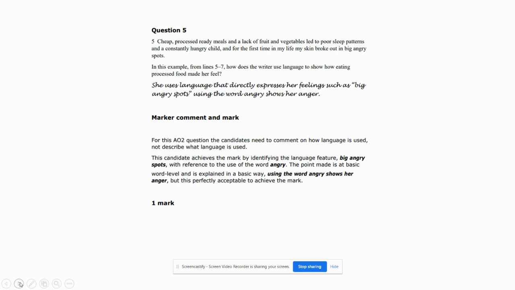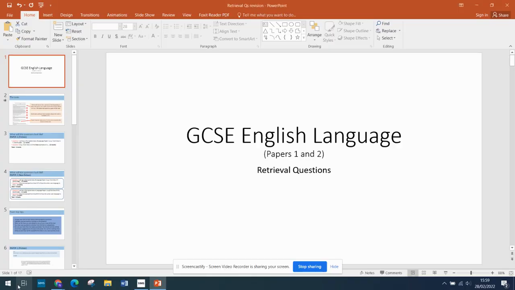And here's a response. So she uses language that directly expresses her feelings, such as big angry spots. Using the word angry shows her anger. So the candidate achieves the mark there by saying big angry spots and particularly references the use of the word angry, basic word level, and it's explained in a basic way. So make sure you comment on how the language is used. Don't describe what language is used. Okay, so there concludes our retrieval practice questions.